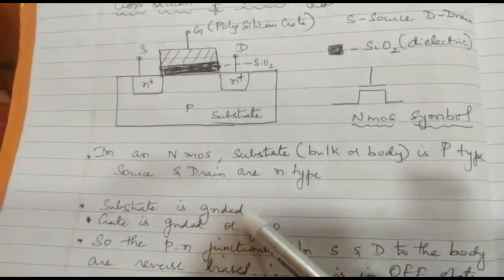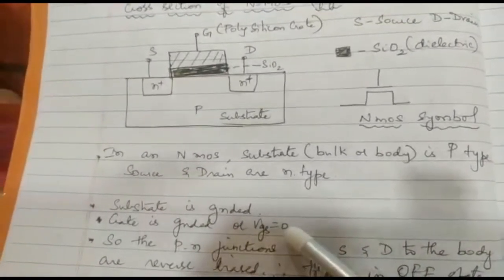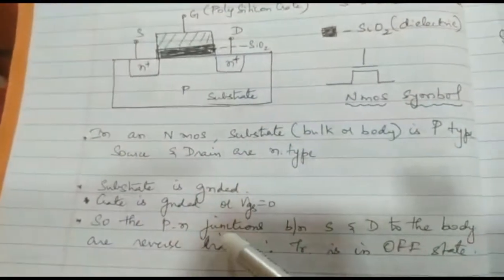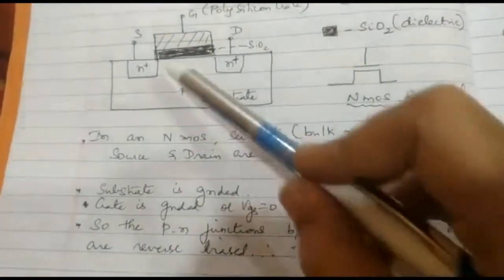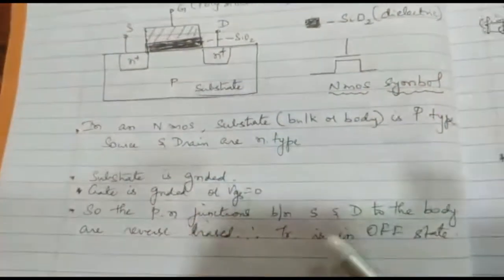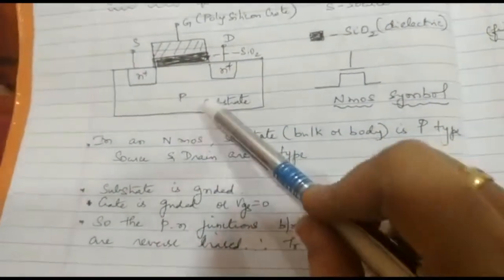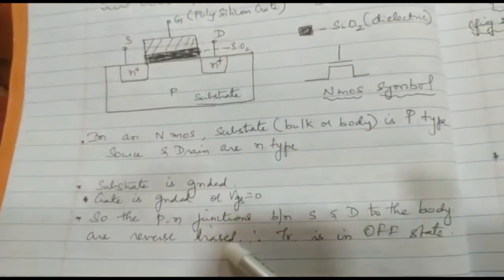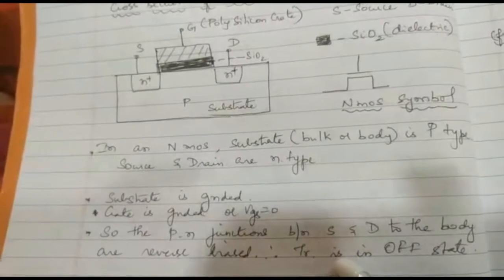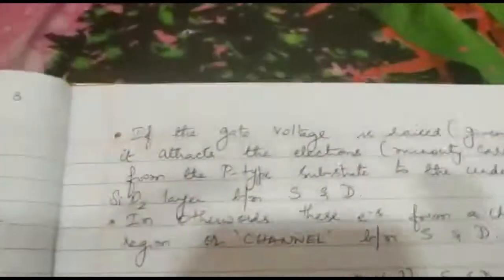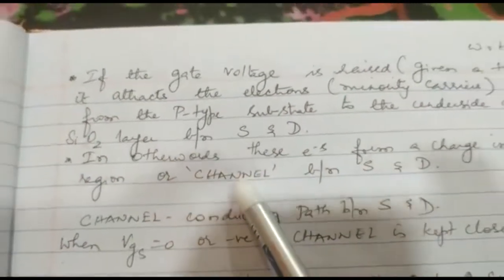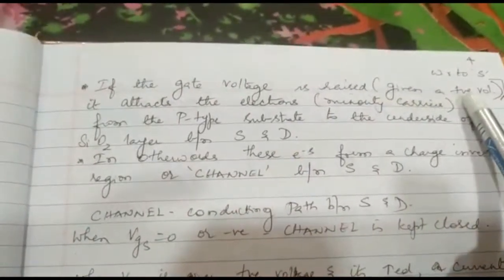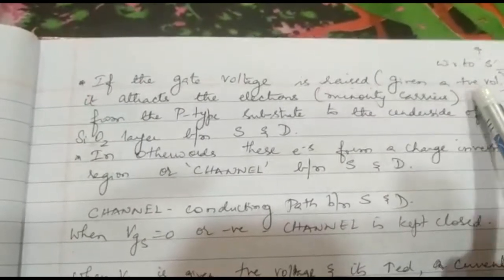The substrate is grounded, the gate is grounded, or VGS is equal to 0. That is, the voltage between gate and source is 0. So now the PN junctions between the source, drain and the substrate, the substrate otherwise called the body or bulk, are reverse biased. Therefore, the transistor is in off state when VGS is equal to 0. If the gate voltage is raised, whenever I say the gate voltage is raised, it refers to a positive voltage. Whenever it is reduced, it refers to a negative voltage.